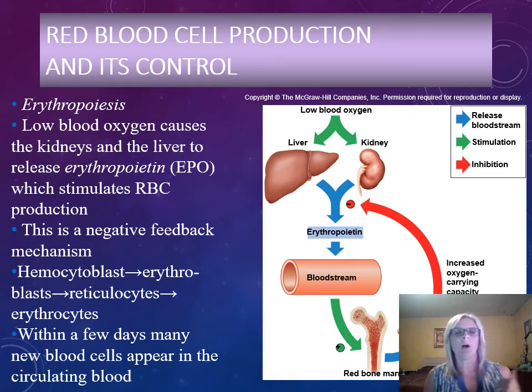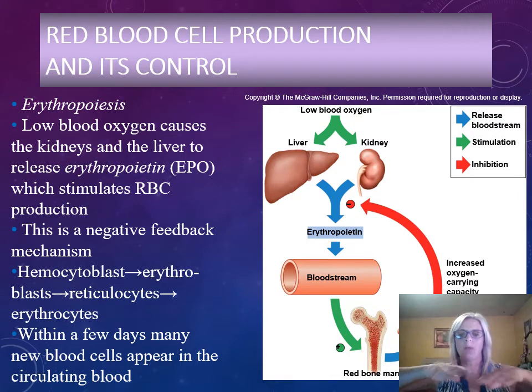Looking at this diagram here, low blood oxygen is going to cause the kidneys to release erythropoietin, which we call EPO. That is going to then stimulate red blood cell production. And you can look at this diagram in your textbook. This is a negative feedback mechanism. Remember, negative feedback serves to return things to normal, right? Positive feedback moves them further away. Negative feedback wants to bring something back to a normal range or value, all right?